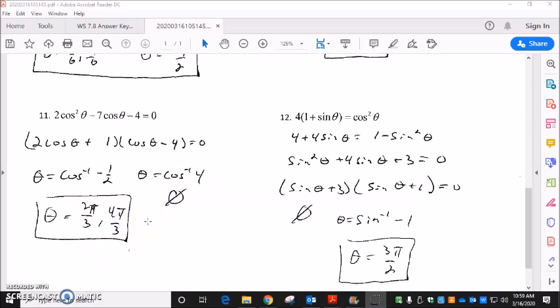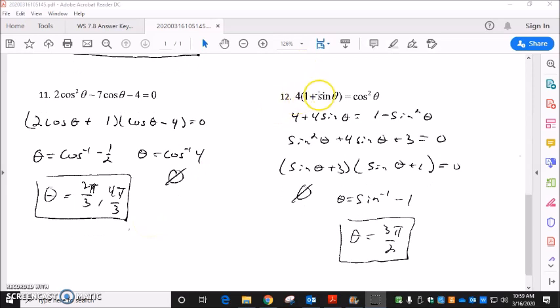And then number 12, I distributed my 4, but I also rewrote cosine squared as 1 minus sine squared. So then I would have everything in terms of sine. I moved everything to one side. I factored correctly. This factor does not give me a solution, but this one does. So this one only has one solution, 3 pi over 2.